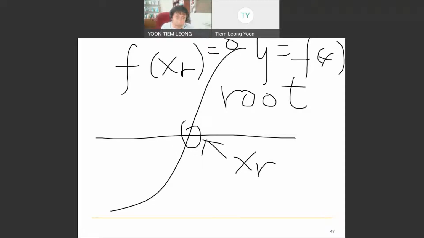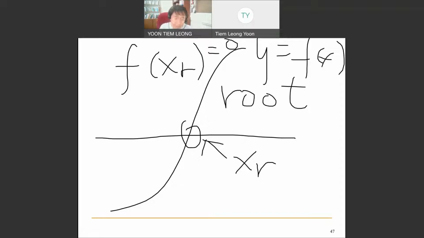So to find the root of a function, you must first assure that the root exists. If the root doesn't exist, then you will not be able to obtain the value of the root, right? So in mathematics, you have to first prove the existence of something before you work out the exact values of that something.